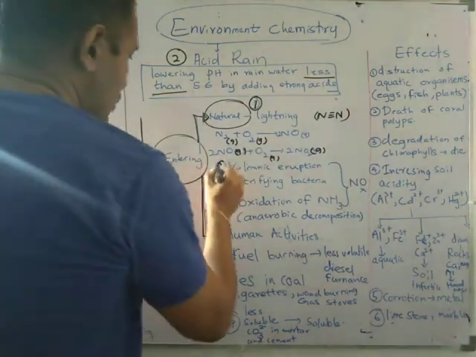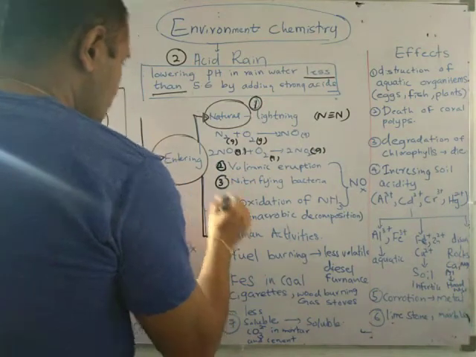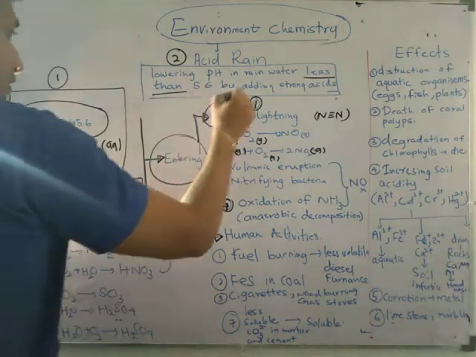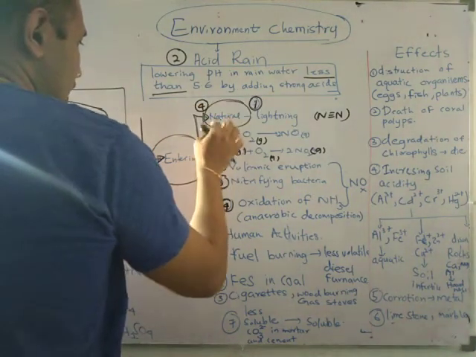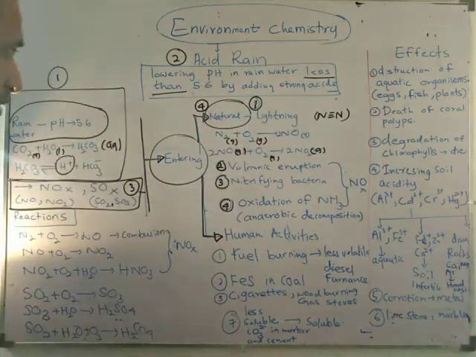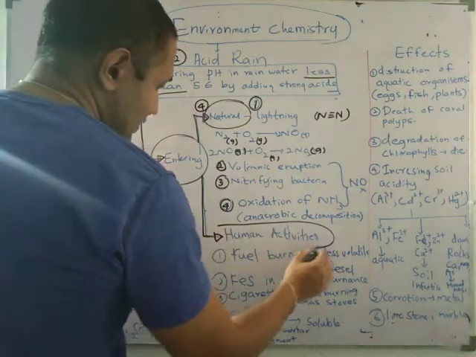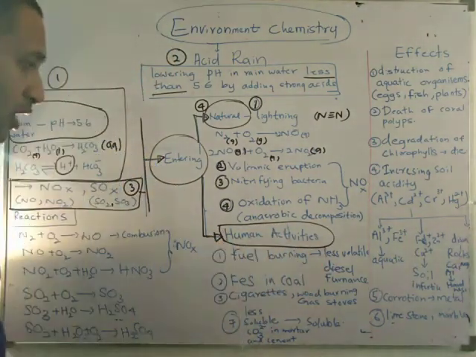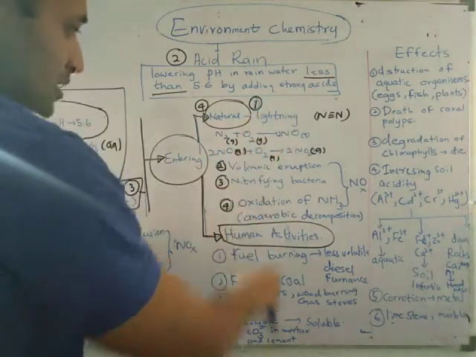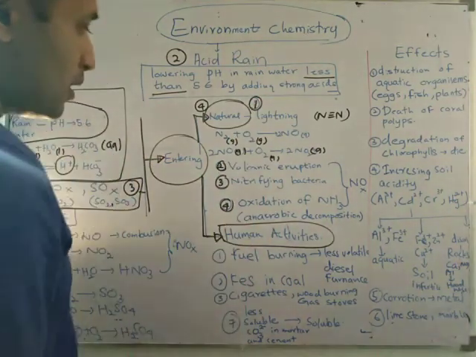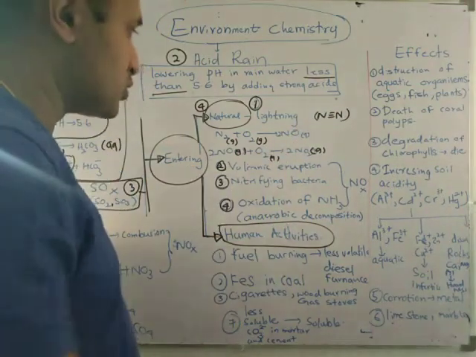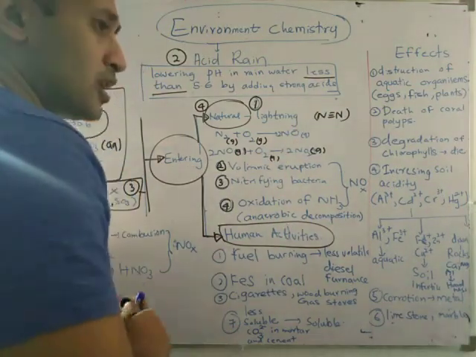1, 2, 3, 4. This is the first thing that we should know, this is the second, this is the third, and this is the fourth. What is that? The natural ways that these gases enter into the environment. Next, these gases can also enter the environment due to human activities. So during these natural methods, NOxes and SOxes enter the environment, but not in a huge amount.